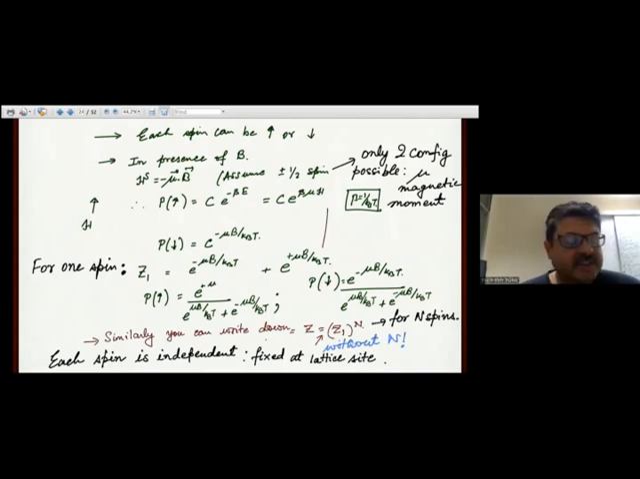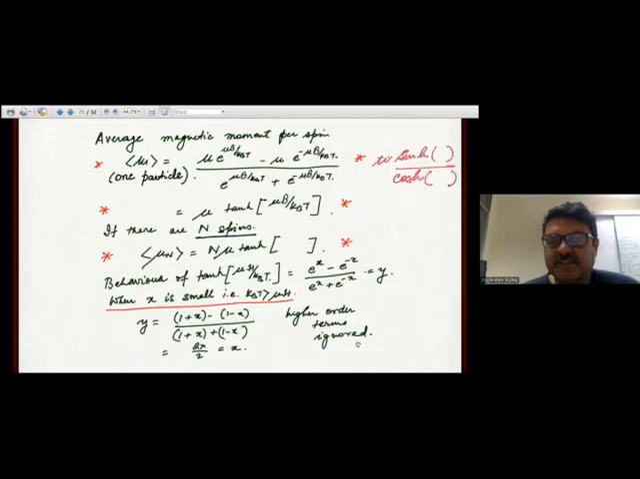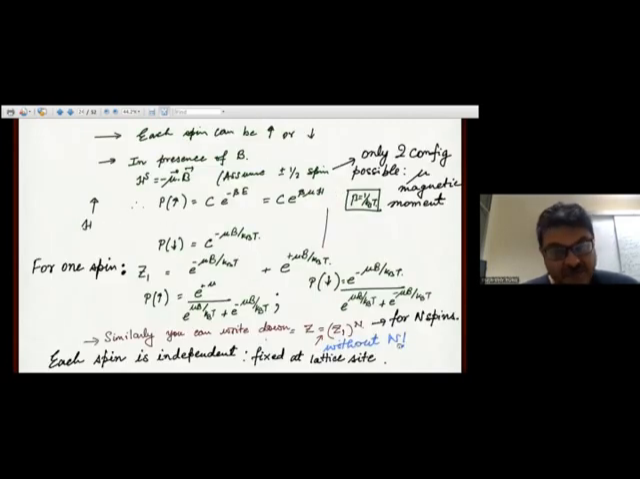Okay, and note, since these particles are sitting at individual lattice points, you can't exchange the position of each of these degrees of freedom. So hence the partition function of n spins comes without the n factorial.